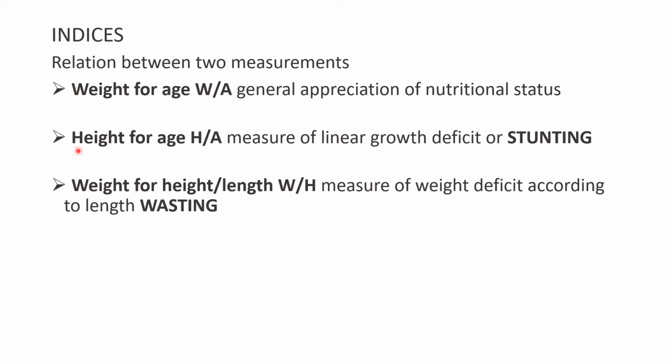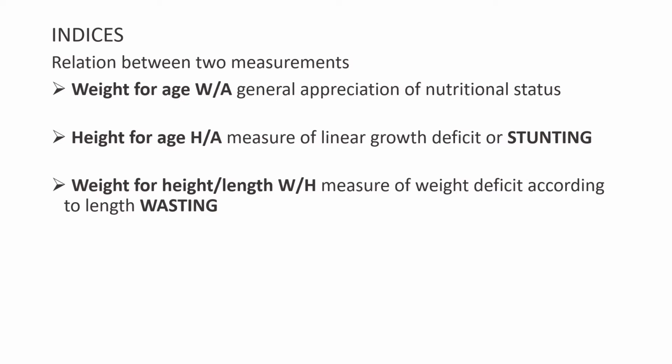That is weight for age, height for age, and weight for height. Weight for height, also written as W by H, is a measure of weight deficit according to the length or height. If a baby is 100 centimeters, its weight should be so and so. If it is less than that, it is considered malnourished. The term given to that is wasting. Like this we can identify the nutritional status.